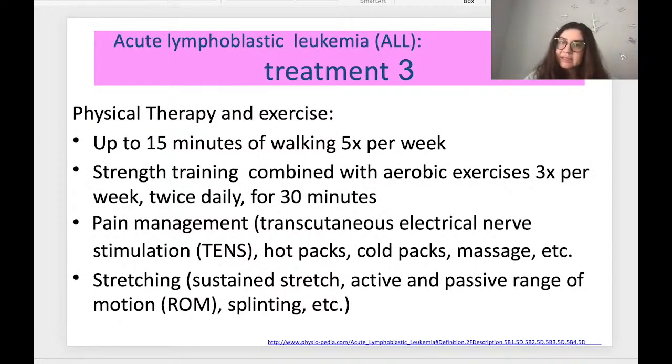Physical therapy and exercise take an important place in the treatment of acute lymphoblastic leukemia, and it usually includes up to 15 minutes of walking at least 5 times per week. It is strength training combined with aerobic exercises 3 times per week, twice daily for 30 minutes. It is pain management, or transcutaneous electrical nerve stimulation, for example, or hot packs or cold packs or massage, etc., and other ways of management of pain. And stretching: sustained stretch, active and passive range of motion, and splinting.